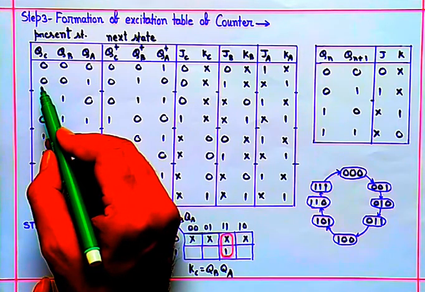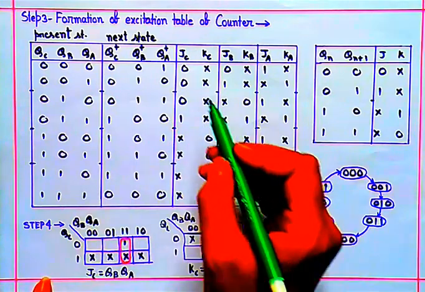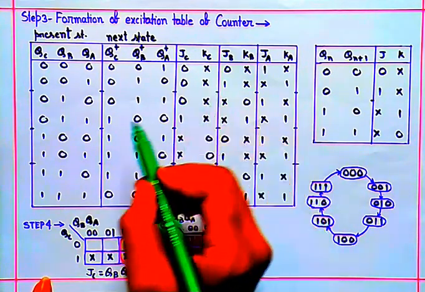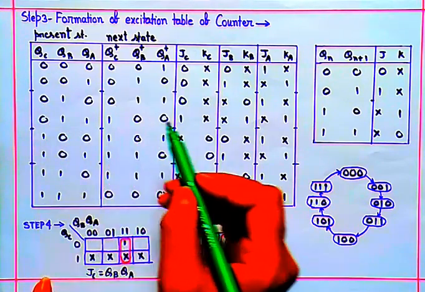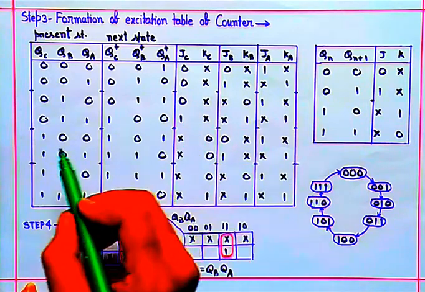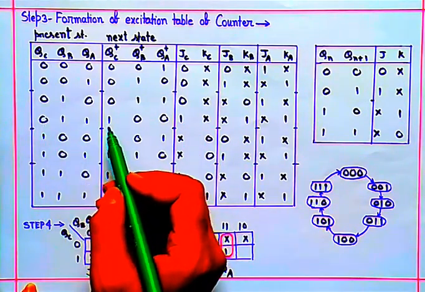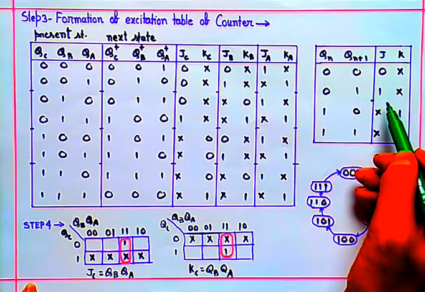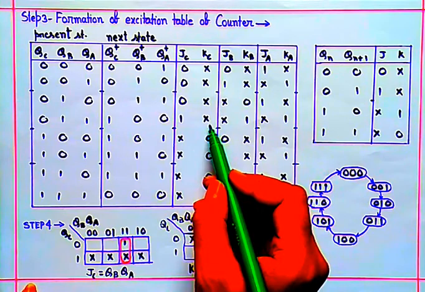For the next line, again the QC, QC plus values are 0, 0. So put 0, don't care again. For the third line, it is again 0, 0. So put 0, don't care again. For the fourth line, the QC, QC plus values are 0, 1. And you know that for 0, 1, the JK values are 1, don't care. So put 1, don't care here.